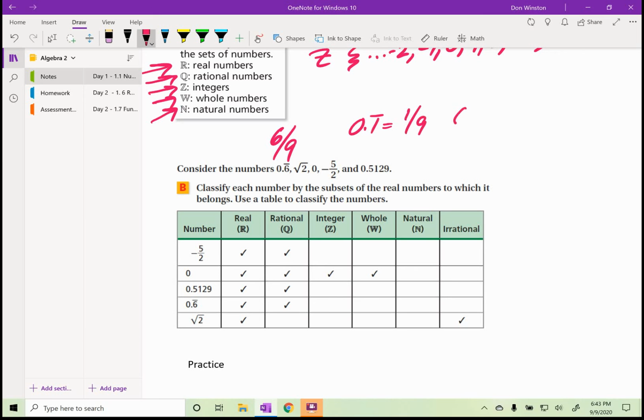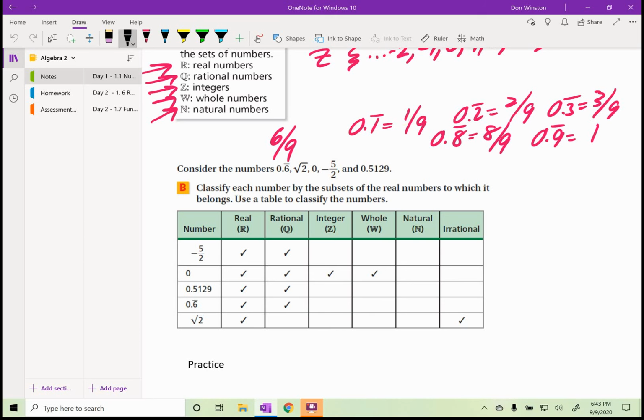What about 0.2 repeating? That would be 2/9. What about 0.3 repeating? That would be 3 ninths. How about 0.8 repeating? That would be 8 ninths. How about 0.9 repeating? This is going to freak you out. Well, that would be 9 ninths, or that would equal 1. Weird, but true. 0.9 repeating would be 1. I always like to do that with the middle school students. Strange, but true. Anyway, so 0.6 repeating is 6 ninths.